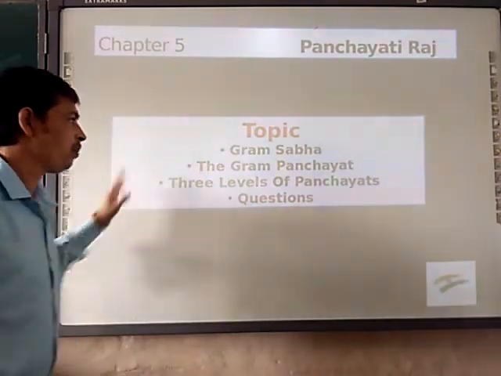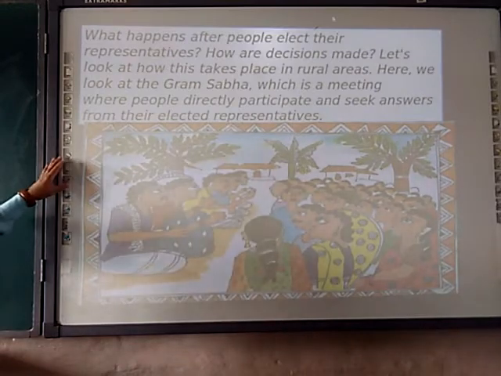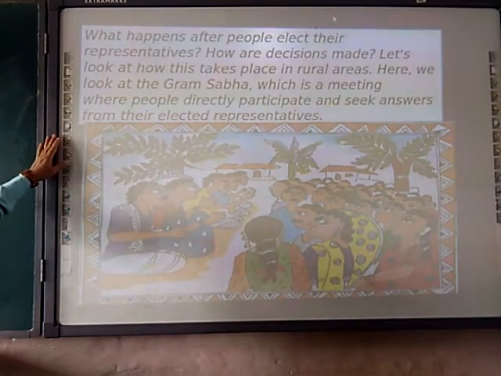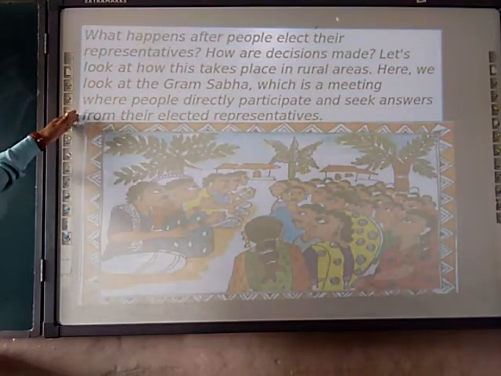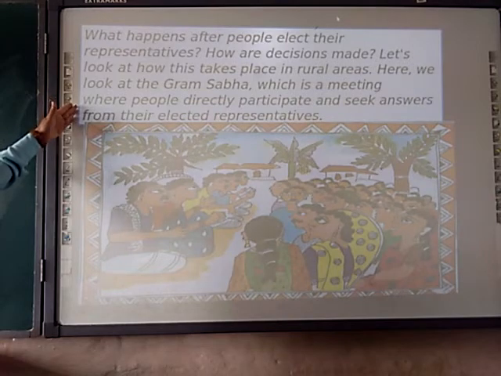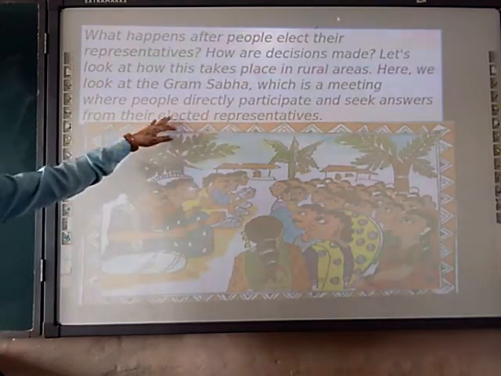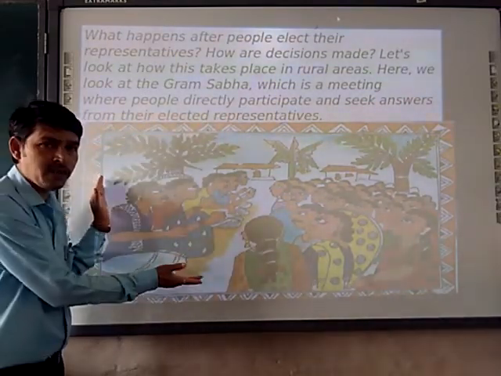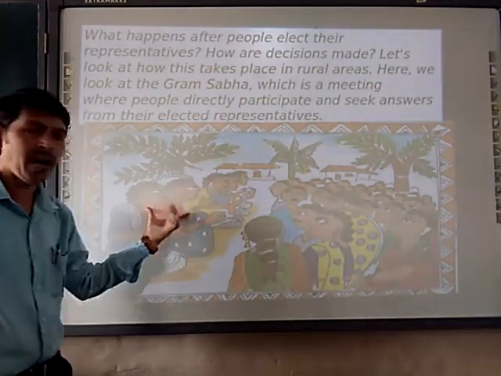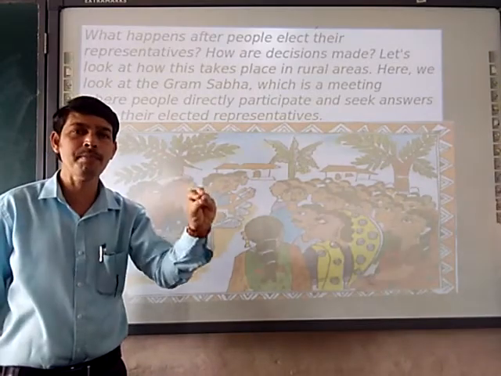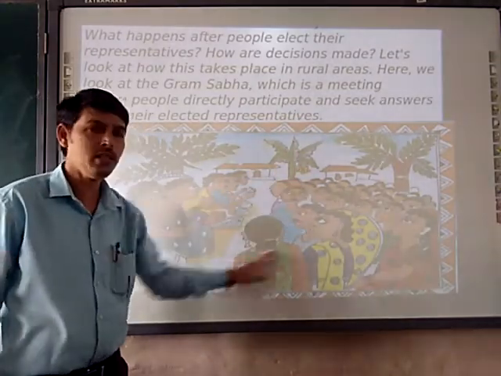So first, please move towards what is Gram Sabha. What happens after people elect their representatives? How are decisions made? Let's look at how these take place in a rural area. Here we look at the Gram Sabha, which is a meeting where the people directly participate and seek answers from their elected representatives. So here is one photograph from the textbook, which shows 1, 2, 3, 4, 5 Panch. 5 elected members are there, and this is the Sabha. This is the whole meeting.